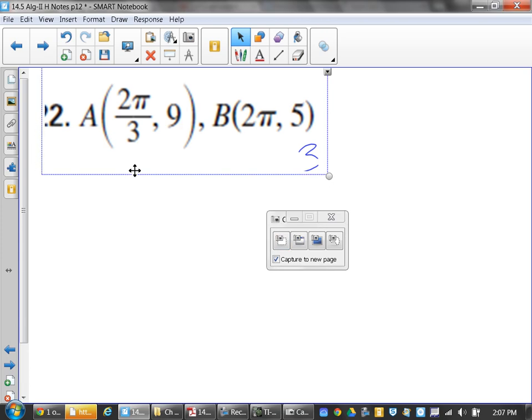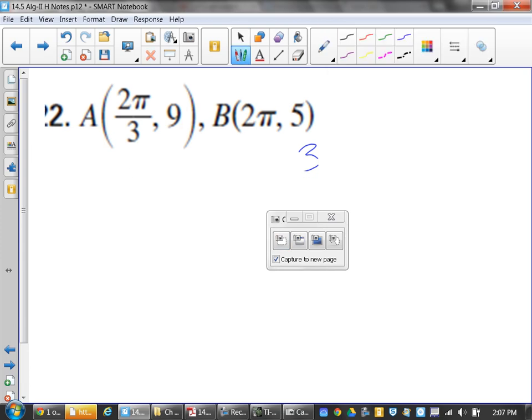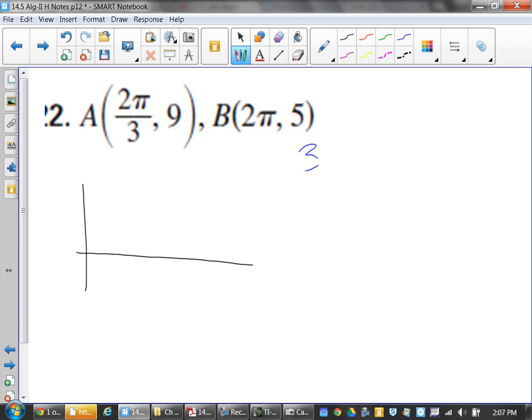Here we have a maximum at 2 pi over 3, 9, and a minimum at 2 pi, 5. So if your maximum is up at 2 pi over 3, 9, and your minimum is at 2 pi, 5, what's halfway between 9 and 5? 7. So your k value here is 7. Your a value is 2. Correct.